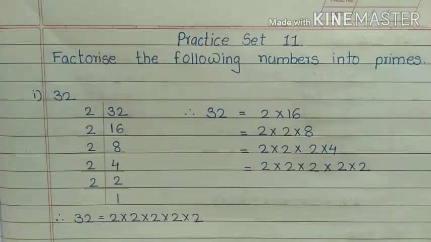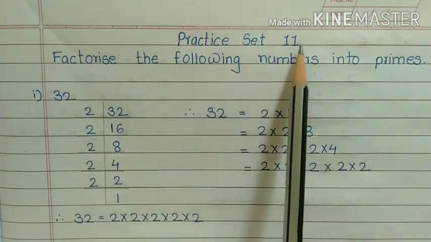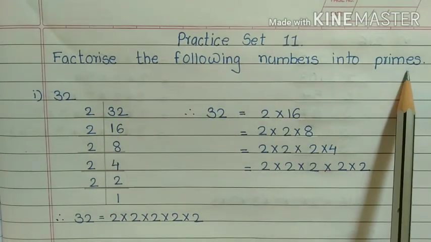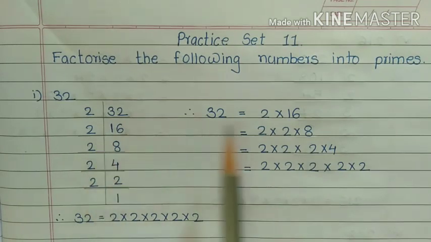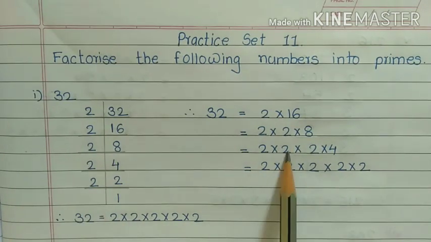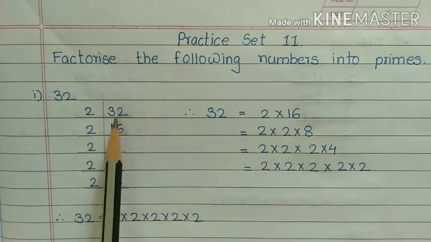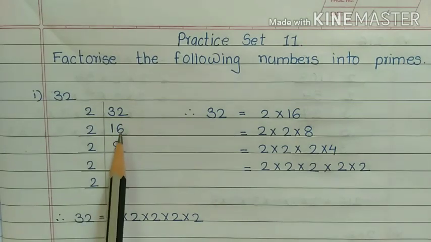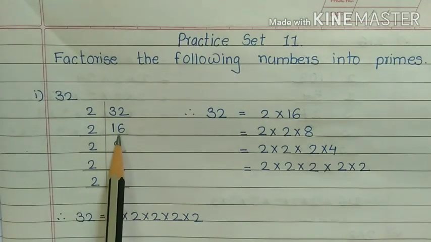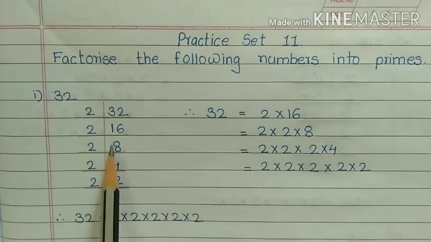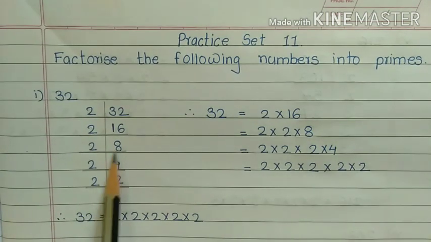Let us study practice set 11. Factorize the following numbers into primes. I have shown you both the methods, vertical arrangement and horizontal arrangement. 32. It is divisible by 2. If you divide, we will get the quotient 16. Again 16 is divisible by 2. If you divide, the quotient is 8.